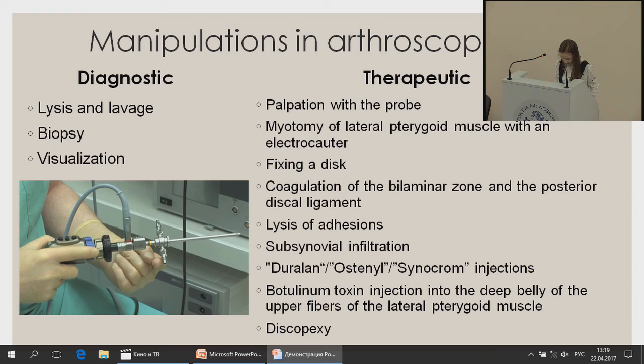Here is the list of manipulations that can be performed during arthroscopy as a microinvasive method. They can be divided into diagnostic, for diagnostic arthroscopy, and therapeutic, for therapeutic arthroscopy. And all of them, I will mention later.